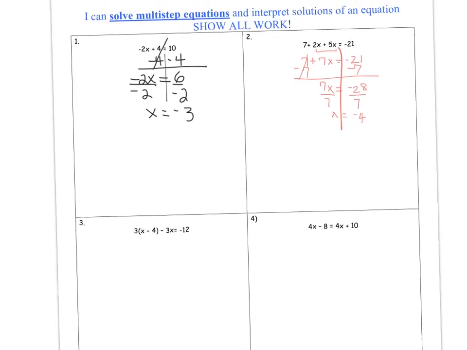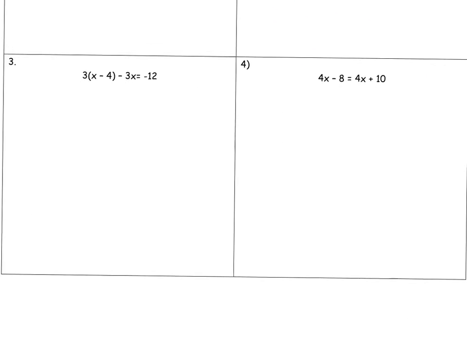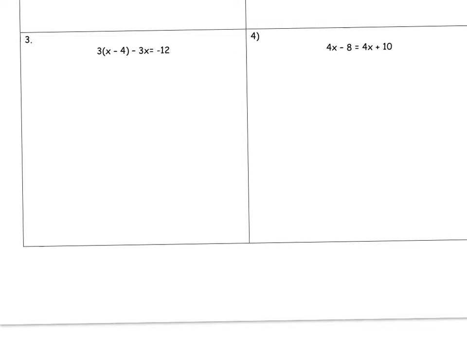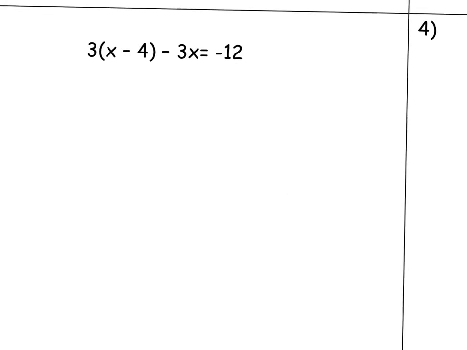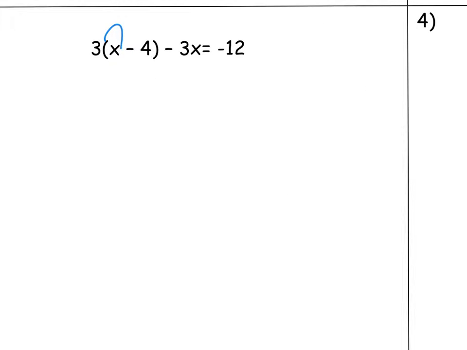Okay, let's take a look. Number 3, it's getting a little trickier. We have distributive property. So we're going to distribute. 3 times x is 3x. 3 times -4 is -12. We bring down 3x equals -12.